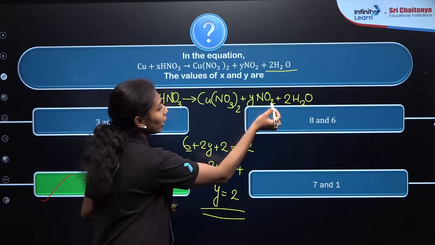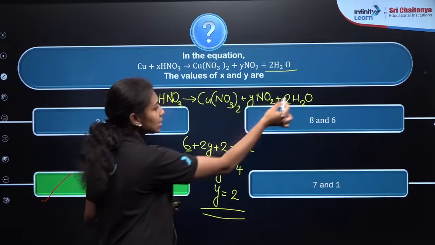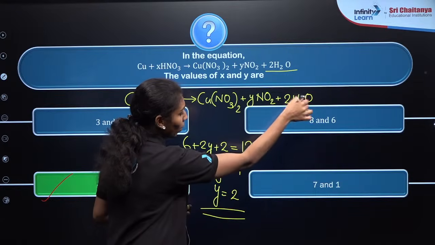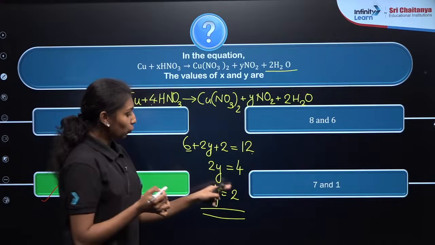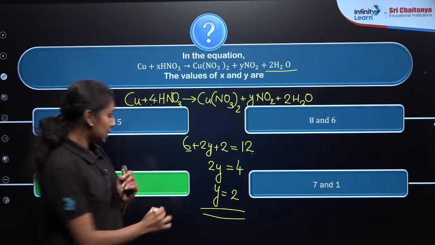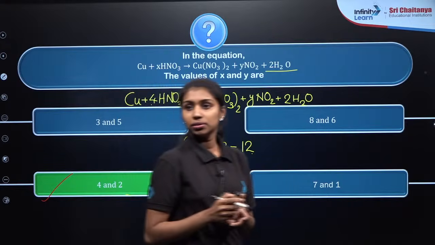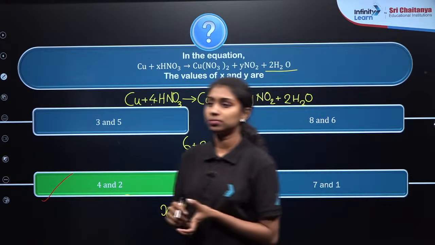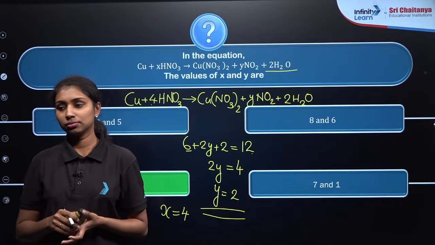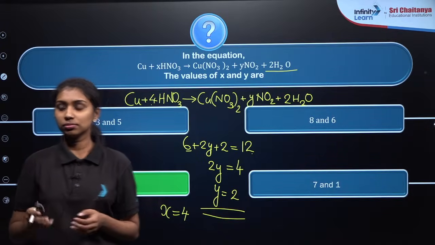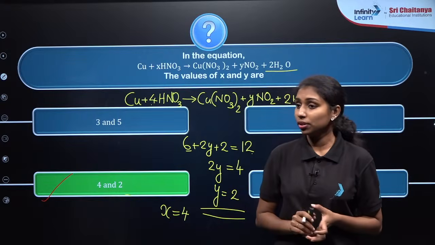Now here it is 2y, right? 2 oxygen is present with the y coefficient. So it will be 2y plus 2 oxygen is present in the case of water. So it will be 6 plus 2y plus 2 is equal to 12, or 2y is equal to 4, or y is equal to 2, which means x is equal to 4 and y is equal to 2. Is that clear? Is there any doubt?